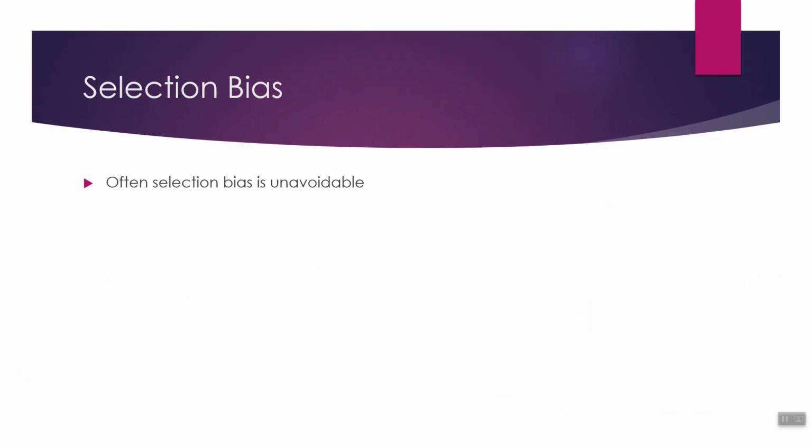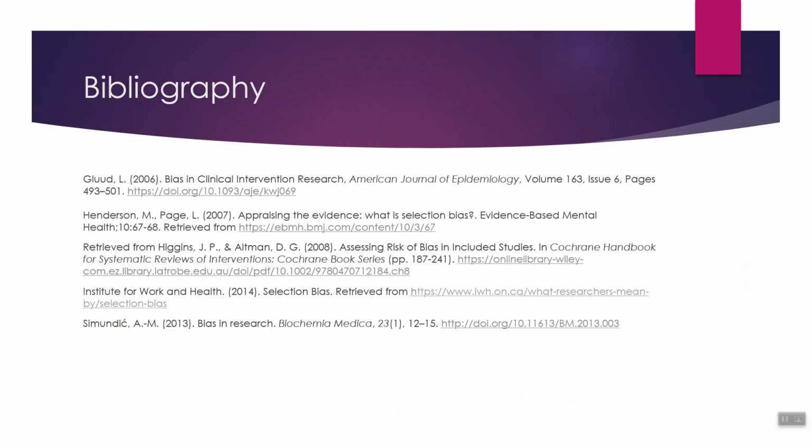Often selection bias is unavoidable, so it's really important that researchers plan their studies to limit it, examine their studies for it, adjust for it, and acknowledge it in their reporting.